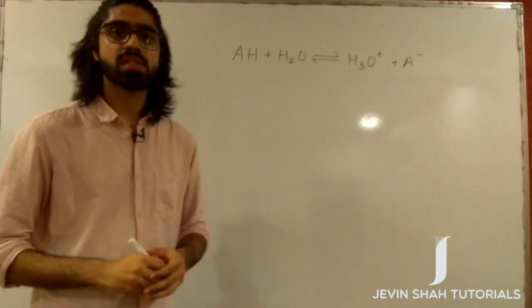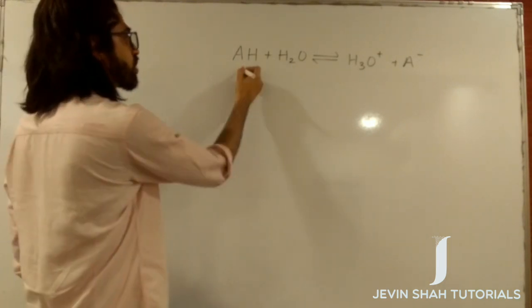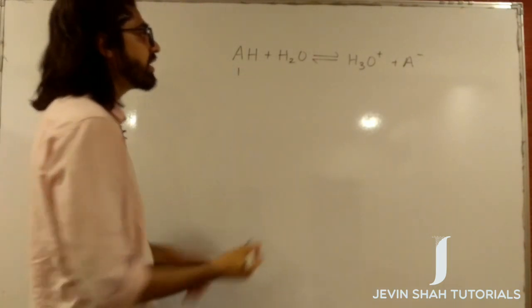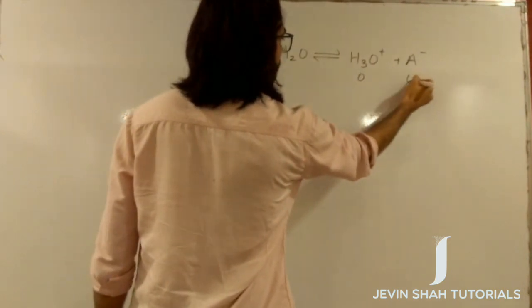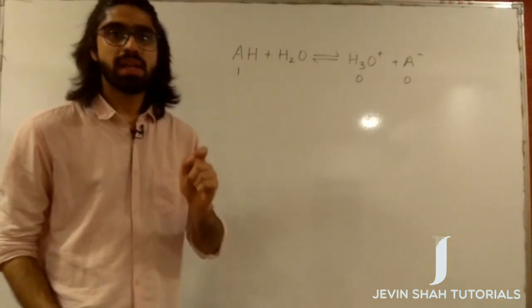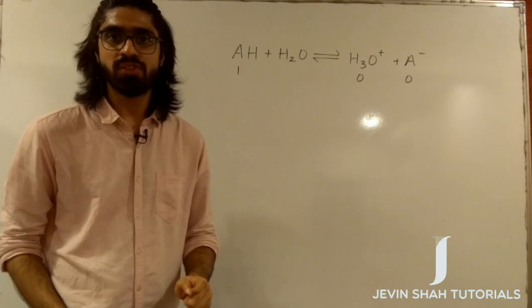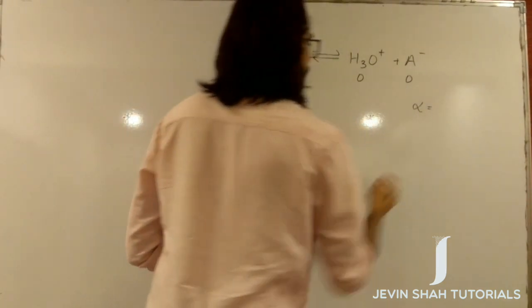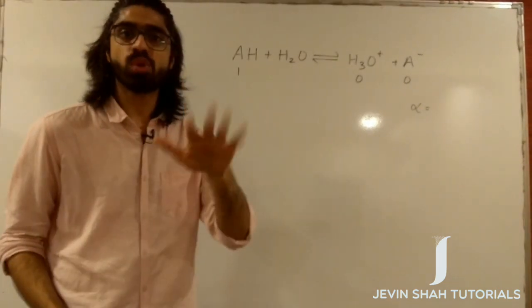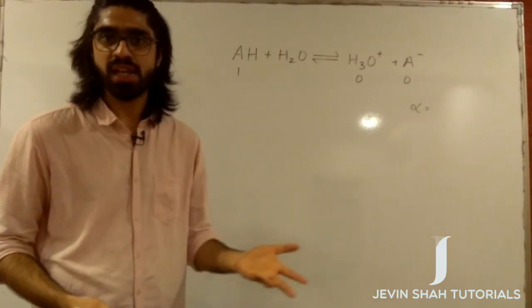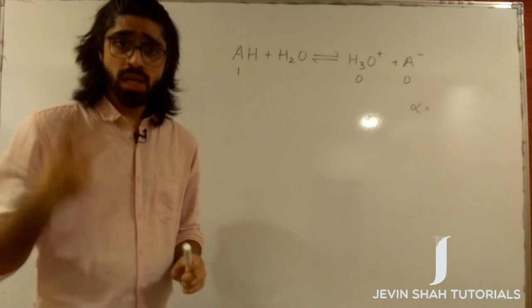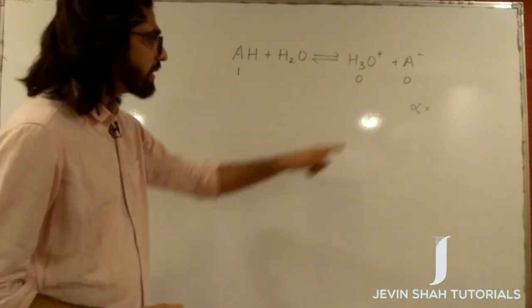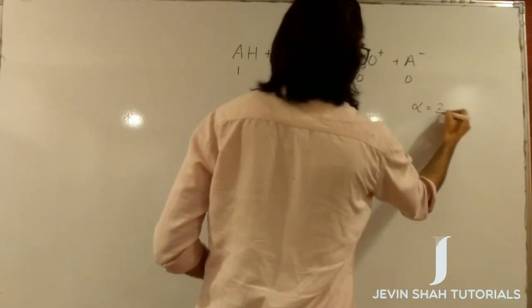Let us say, for example, we have taken 1 mole of AH and initially we did not have any H plus or any A minus in the solution. Let us say that the degree of dissociation is alpha. Now when we say degree of dissociation, let's say for example I had taken 5 moles of some acid or 5 moles of an electrolyte, and out of 5 moles, if 2 moles are going to dissociate, then alpha will be written as 2 upon 5, which is 0.4.